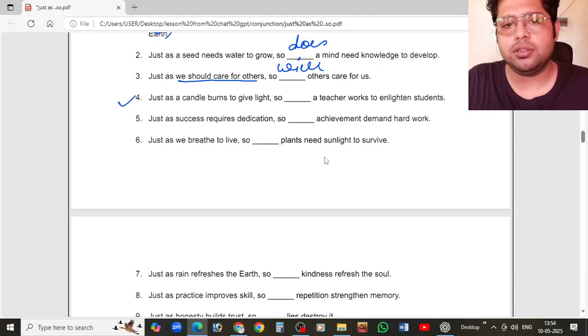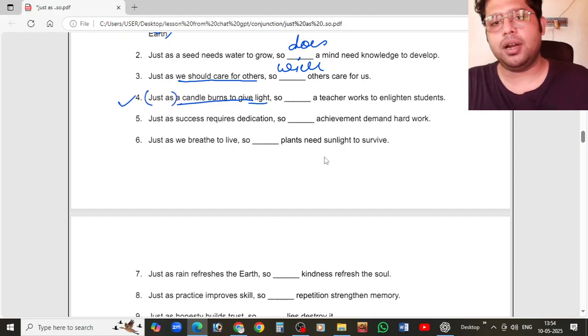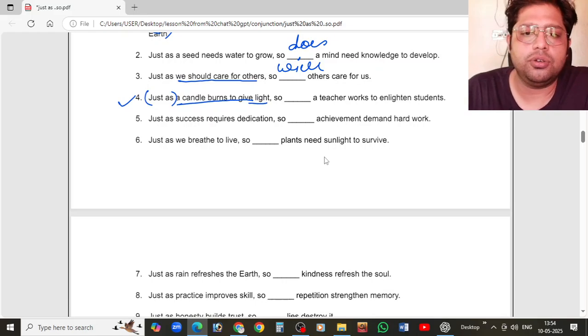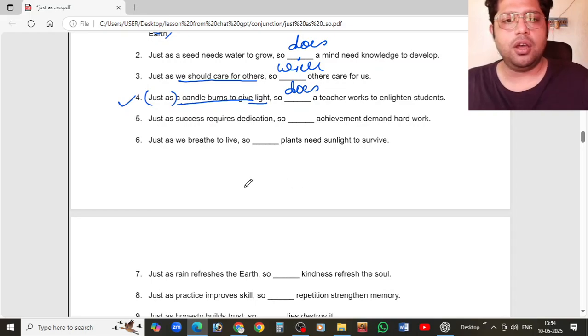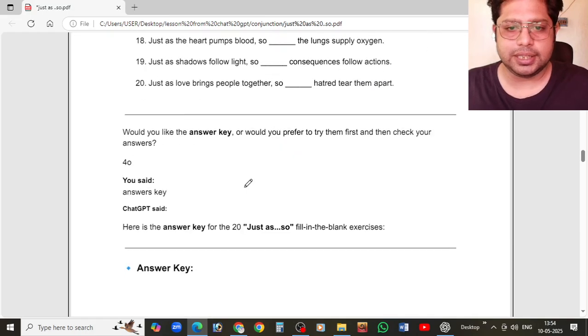as a candle burns to give light, so does a teacher work to enlighten students. So I have already done 4 examples. So you have to do all these 20 examples on your own.